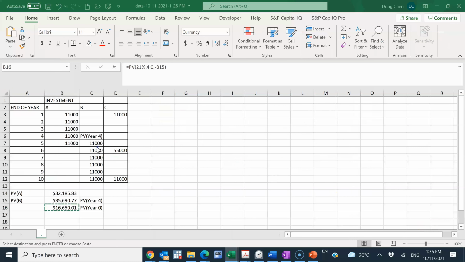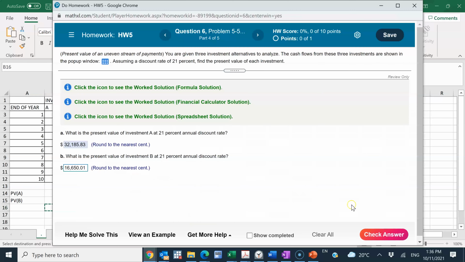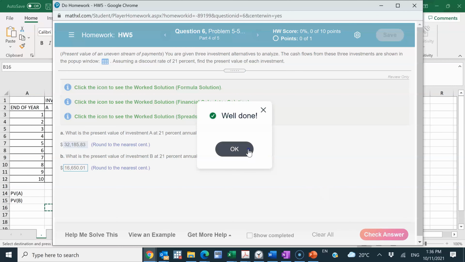I think we can just calculate the present value of year 5's cash flow, right? It's $11,000. And then calculate the present value of year 6's cash flow. Again, it's $11,000. And then calculate the present value of year 7's cash flow, and so on and so forth until year 10's cash flow, and then add them up. So that's another way to get the same answer. But you can imagine this is more complicated than what we just did. So now I can check my answer.